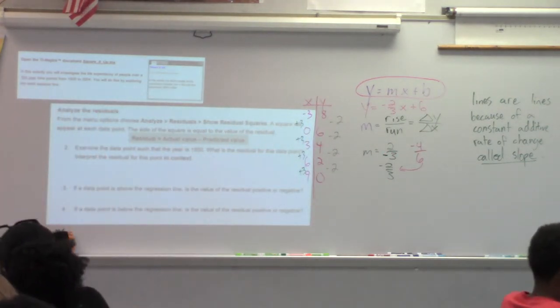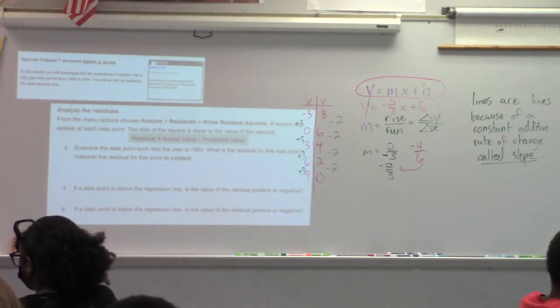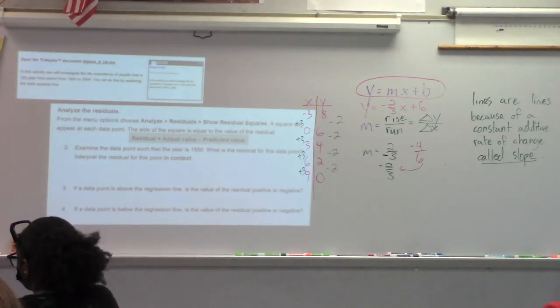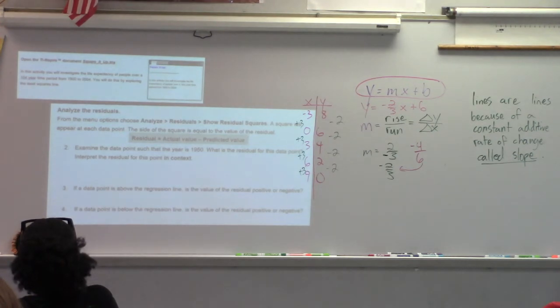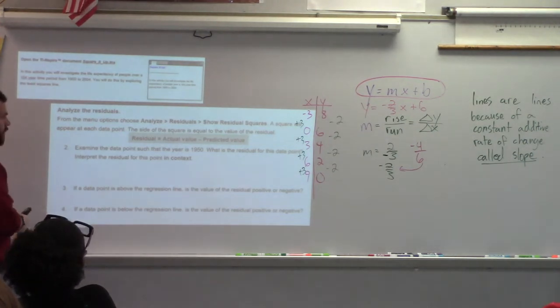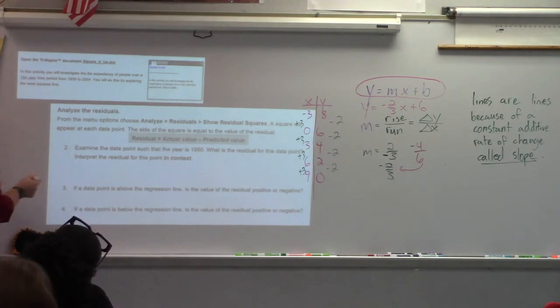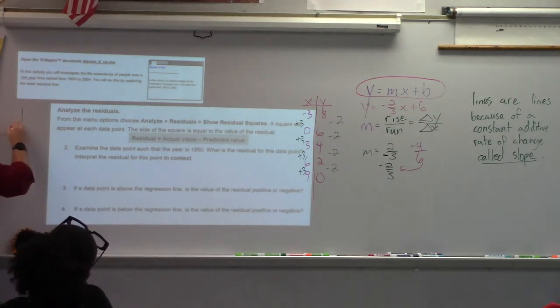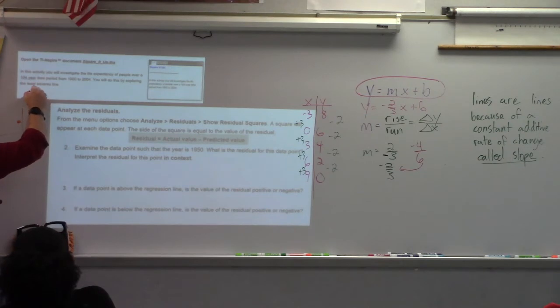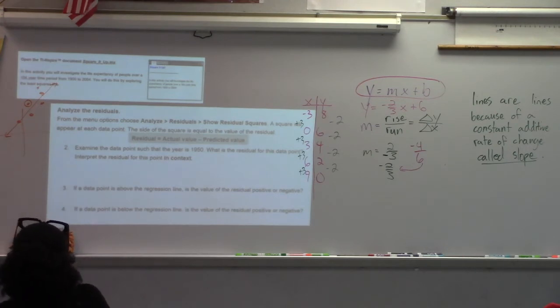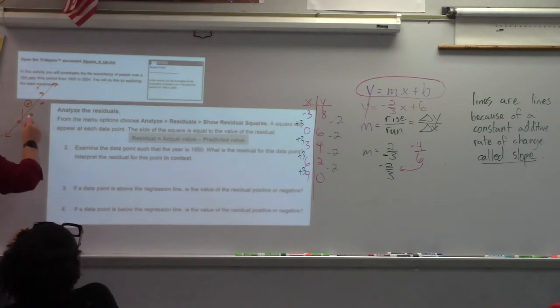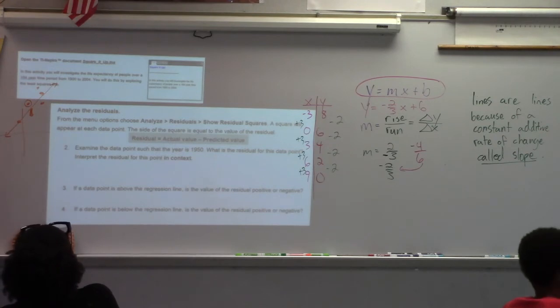So if the actual value, the point, is above the line, the residual was what? If I have an actual point here, and I have a trend line here, here's my actual value. It's above the line. The residual is going to be positive. For points below the line, remember the residual is that straight line right here. That residual is going to be negative.